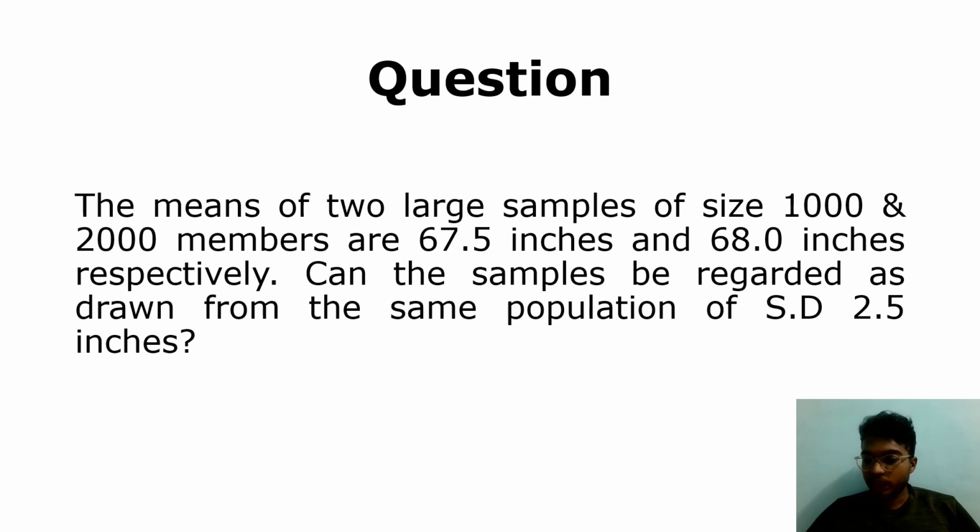So as we move to the question that is given, the means of two large samples of size 1000 and 2000 members are 67.5 inches and 68.0 inches respectively. Can the samples be regarded as drawn from the same population of standard deviation 2.5 inches is the question.